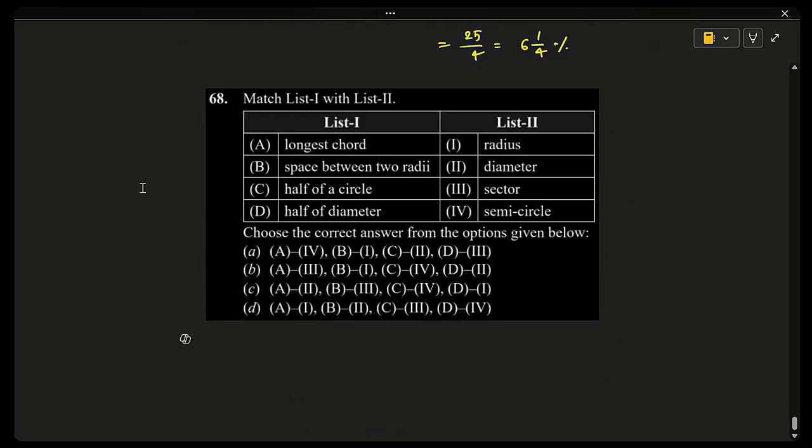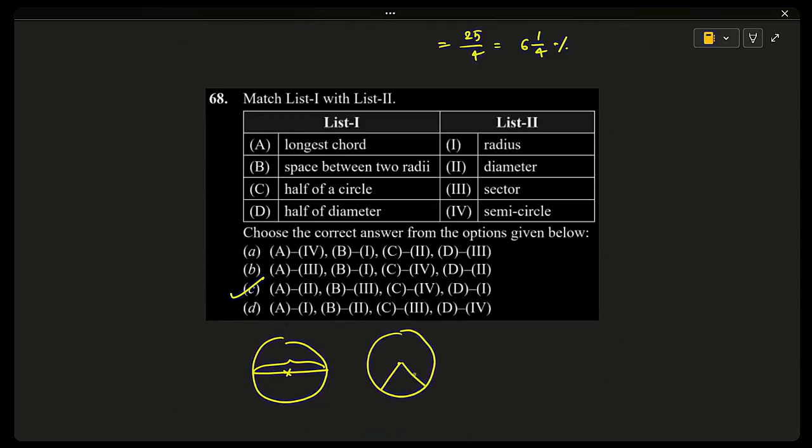Sixty-eighth one. Longest chord. In the same paper discussion we discussed the relation between chord and diameter. When a chord passes through the center, then it is called diameter, and this is the longest chord of the circle. So longest chord of the circle is diameter. So A2 is there in only option C. Let's check the other options. Space between two radii. So if this is one radius, another radius, the space between two radii is called the sector. That is option 3, B3.